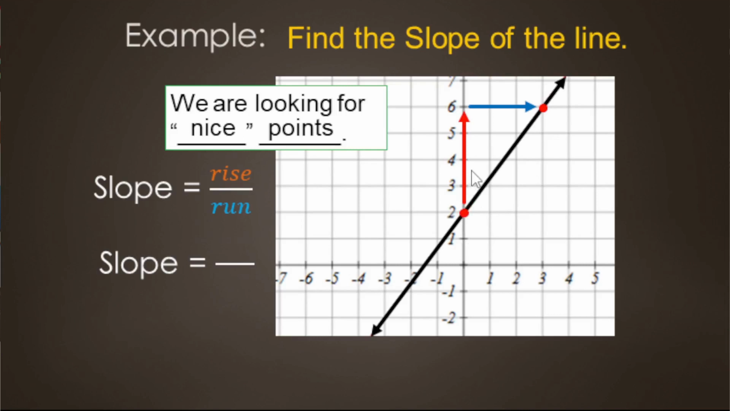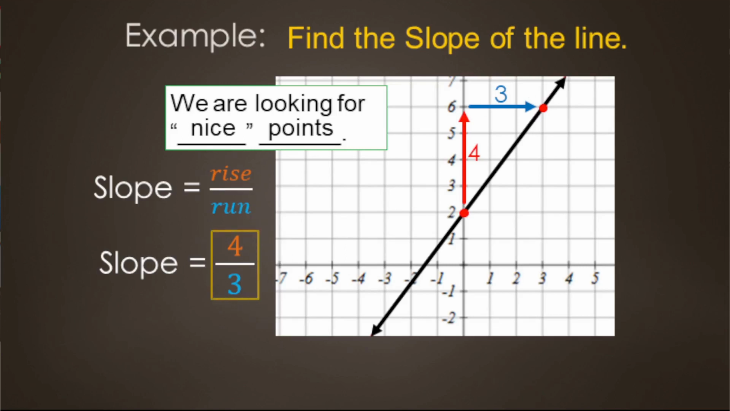For the rise, it's going to be 1, 2, 3, 4. So we went up 4. So the rise is going to be a 4. And then we're going to go over to the right, 1, 2, 3. So the run is going to be a 3. So there's our slope, 4/3.